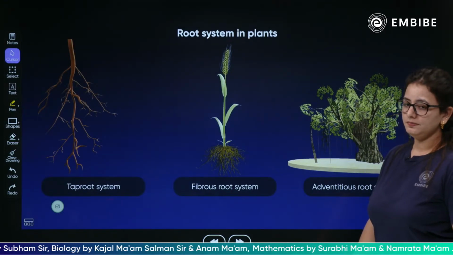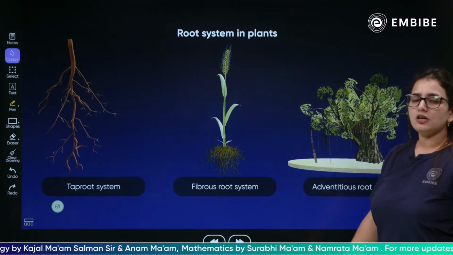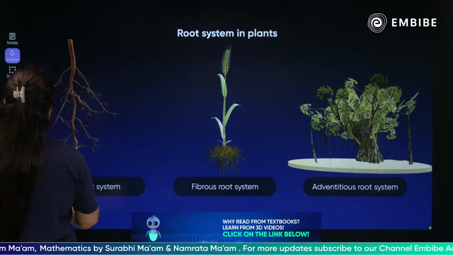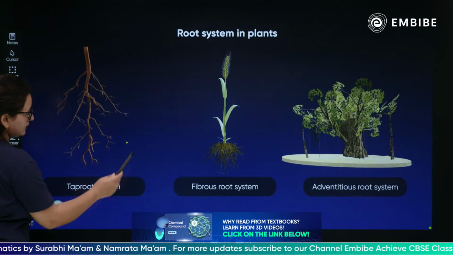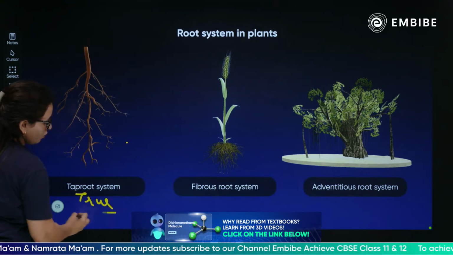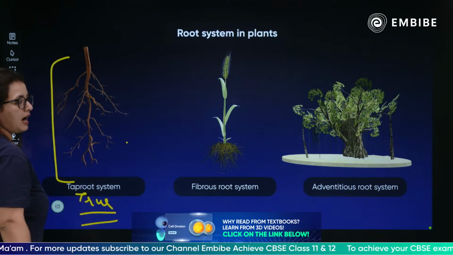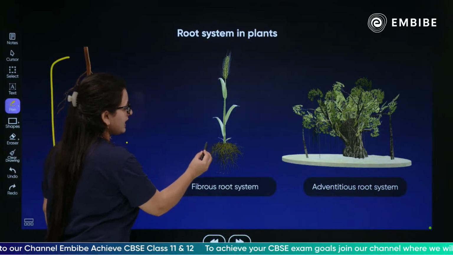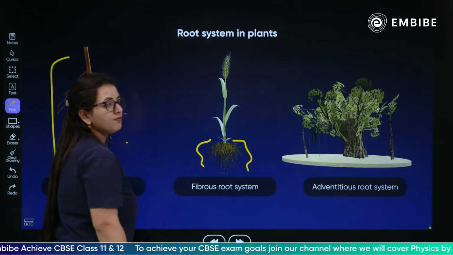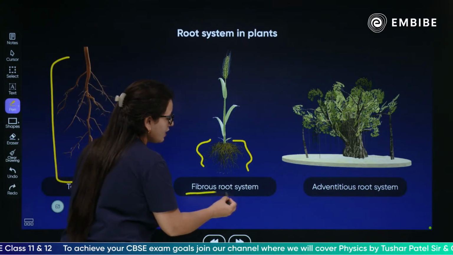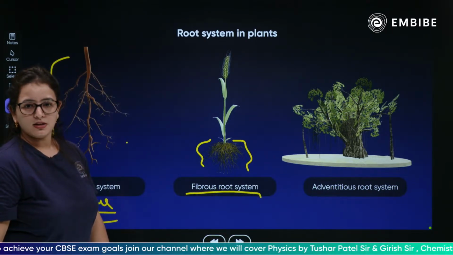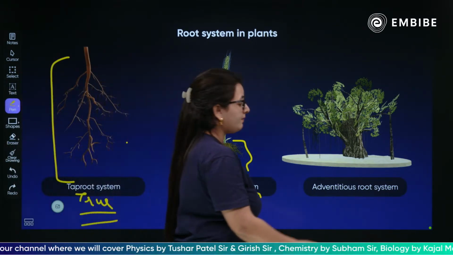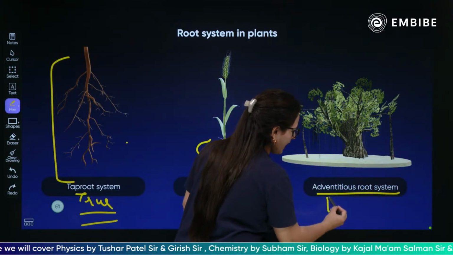Next is the root system in the plants. So children, there are certainly three types of root system in the plants. One is the tap root system, which we also call the true root system. The tap root system is a typical true root system. Next we also have the shorter roots, also called the fibrous root system. And next we have the adventitious root system, also called false roots.